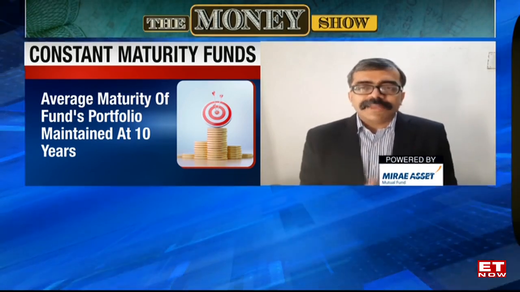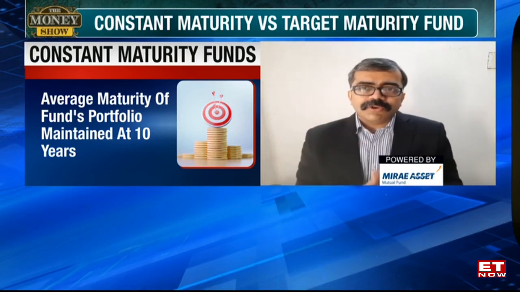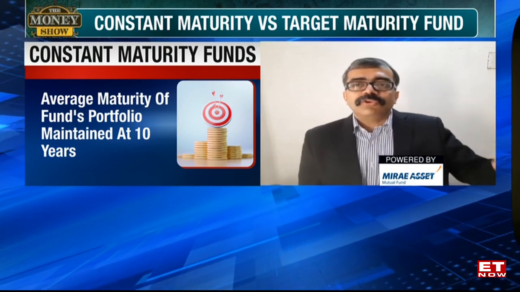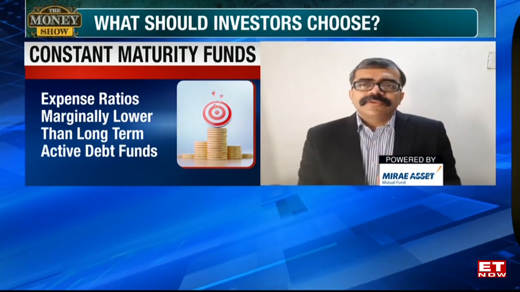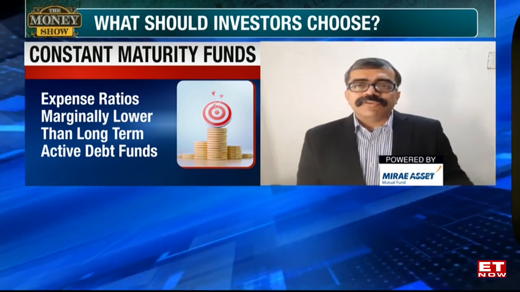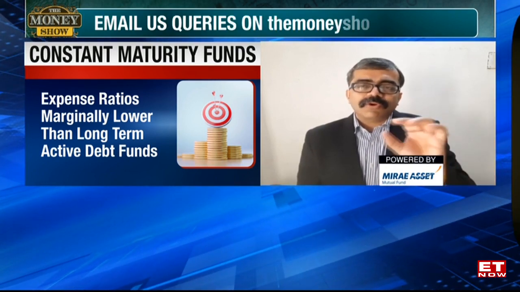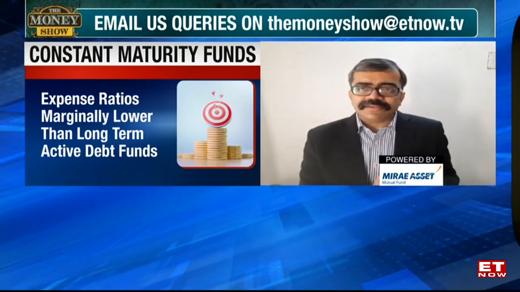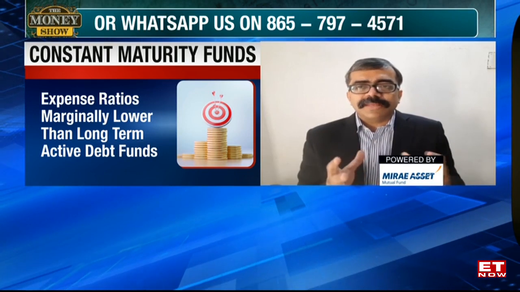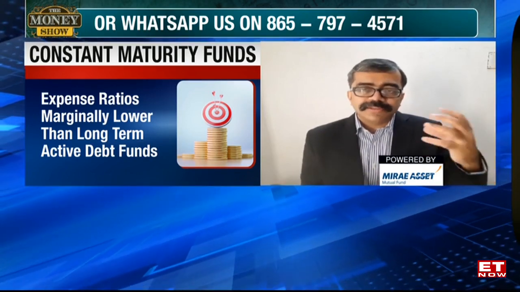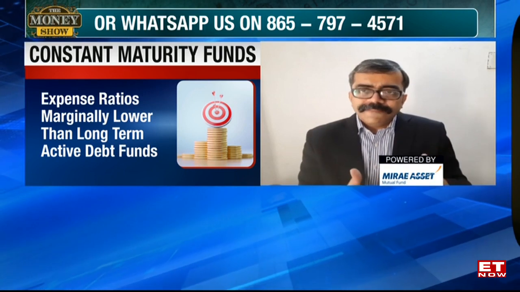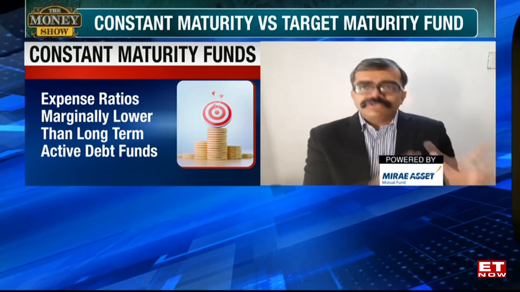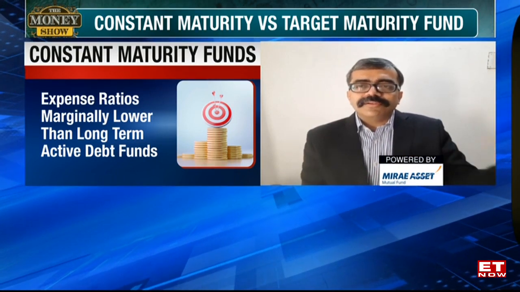So what the fund manager will do is that to maintain that constant maturity, it will keep adding instruments which mature after 10 years. So the average maturity of the portfolio remains at 10 years because that is the constant maturity which the fund manager is targeting. So in this case, unlike a target maturity fund where the fund manager is likely to invest in some instrument and then hold it till maturity, here the instruments will keep getting replaced such that the average maturity of the portfolio is what the target is.